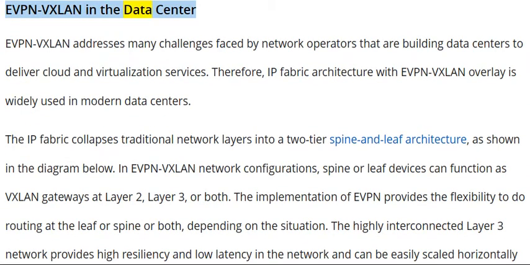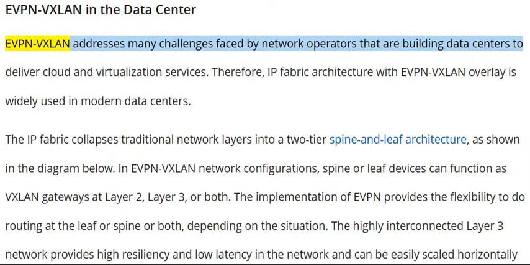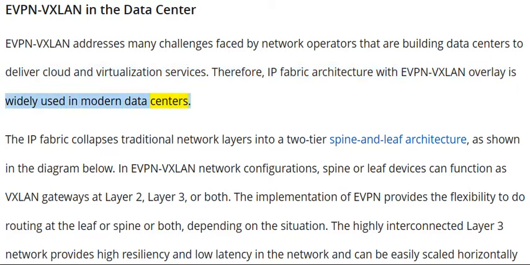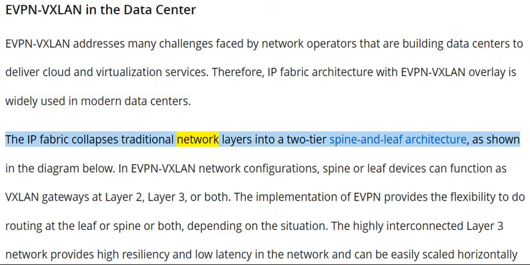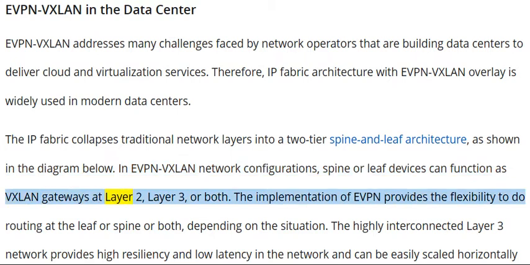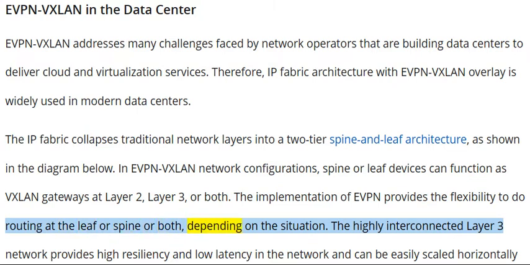EVPN VXLAN in the data center. EVPN VXLAN addresses many challenges faced by network operators that are building data centers to deliver cloud and virtualization services. Therefore, IP fabric architecture with EVPN VXLAN overlay is widely used in modern data centers. The IP fabric collapses traditional network layers into a two-tier spine and leaf architecture, as shown in the diagram below. In EVPN VXLAN network configurations, spine or leaf devices can function as VXLAN gateways at layer 2, layer 3, or both. The implementation of EVPN provides the flexibility to do routing at the leaf or spine or both, depending on the situation.